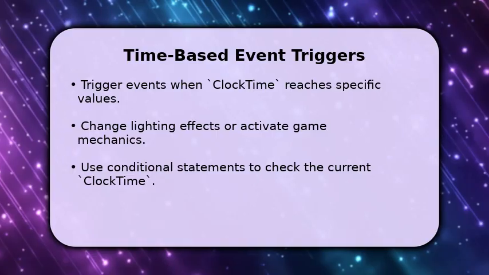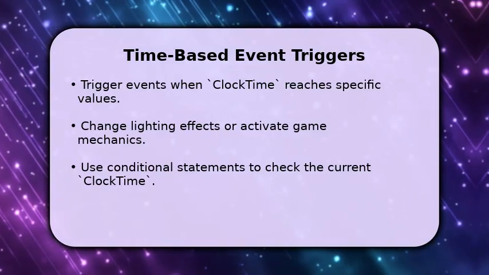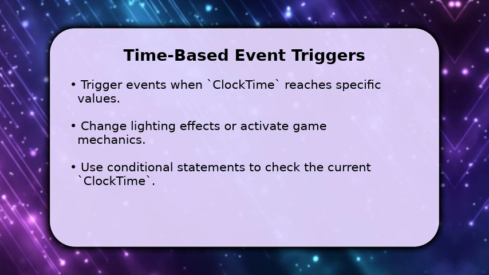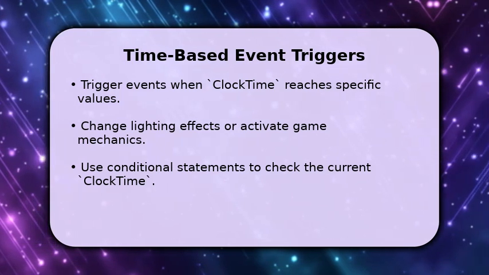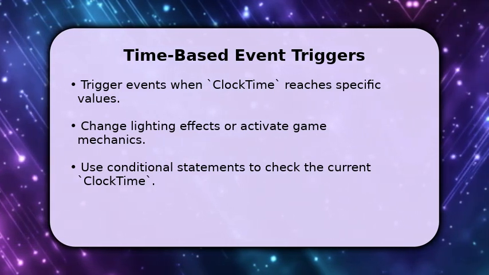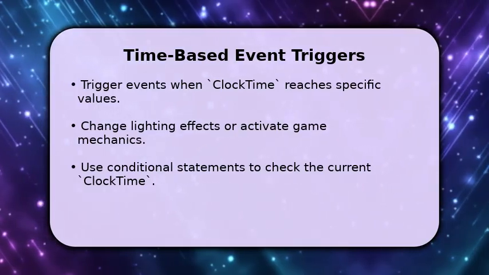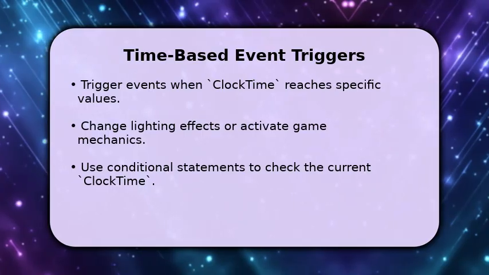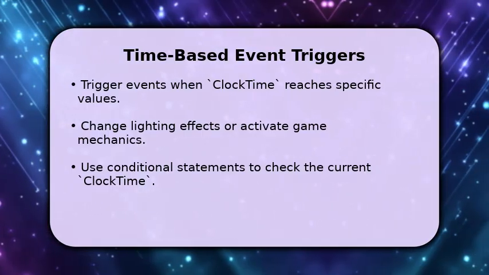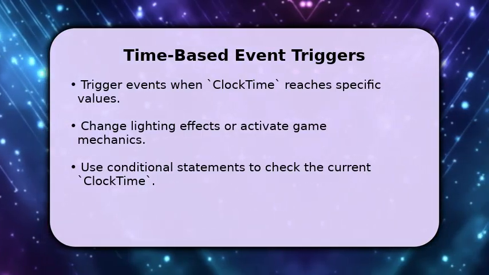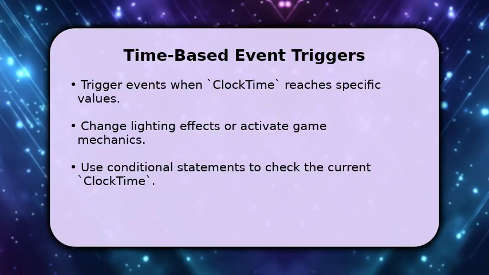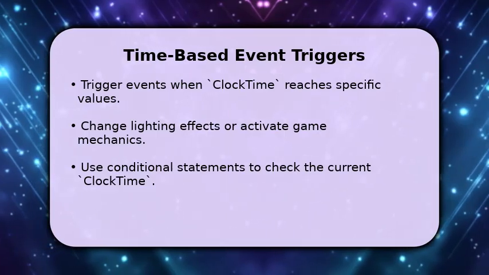For instance, when clock time reaches a specific value, like 6 for sunrise or 18 for sunset, you can activate unique game mechanics. This might include changing lighting effects, spawning specific non-player characters, or initiating quests. Use conditional statements, such as if statements, to check the current clock time and execute actions accordingly, adding dynamic elements to your game world.